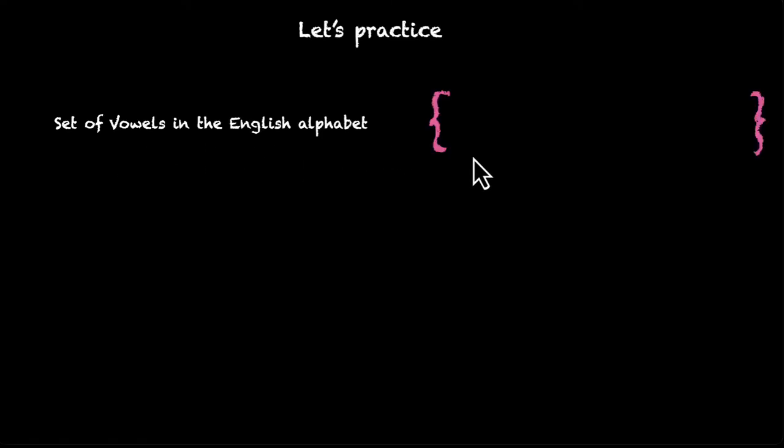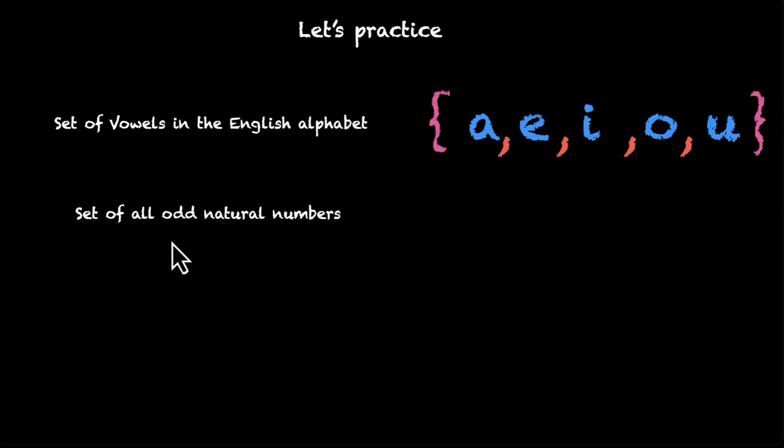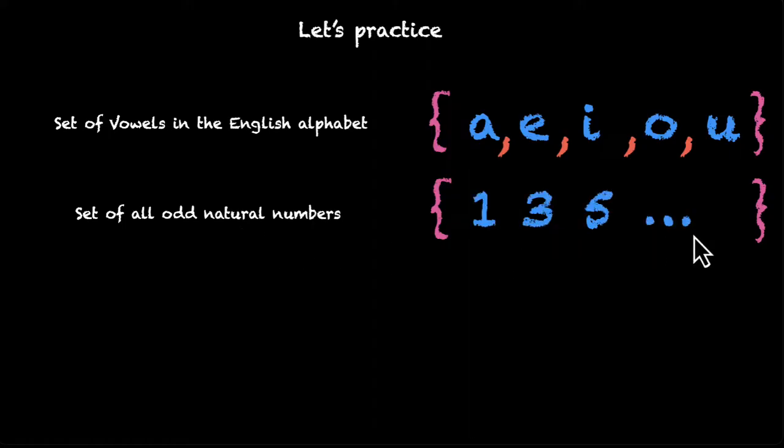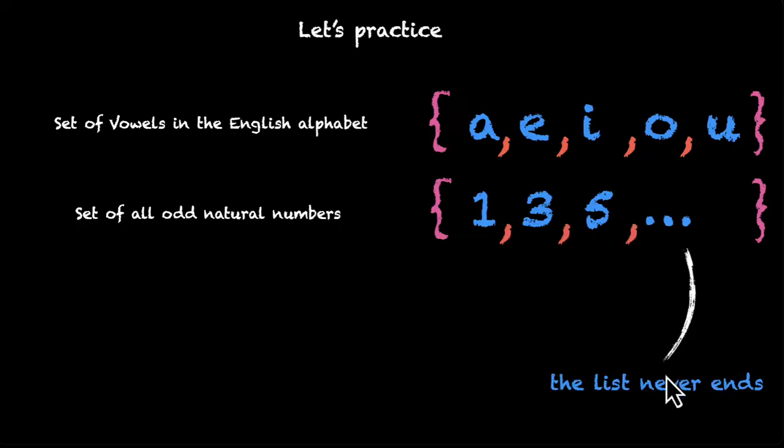Let's do some practice. Let's say we want to write the set of vowels in the English alphabet. How do we do that? Again, brackets, and then the answer inside the bracket. We have A, E, I, O, and U, and then commas. That's the roster method. Let's look at one more. The set of all odd natural numbers. Again, brackets, and then the odd natural numbers, which are 1, 3, 5, and so on. These 3 dots mean that the list never ends.